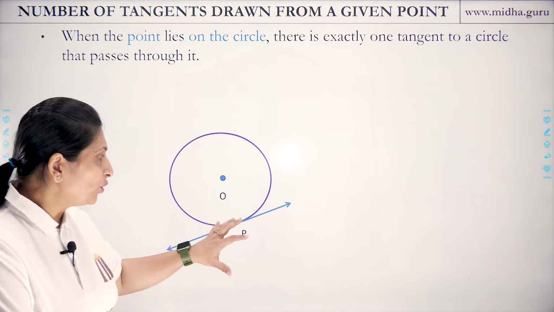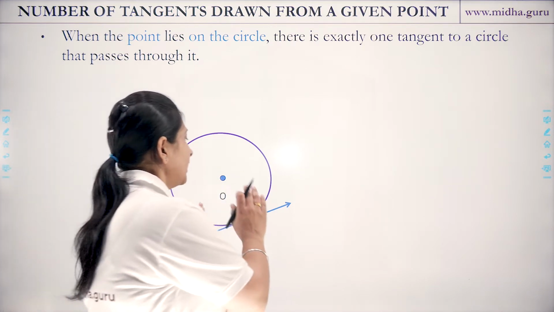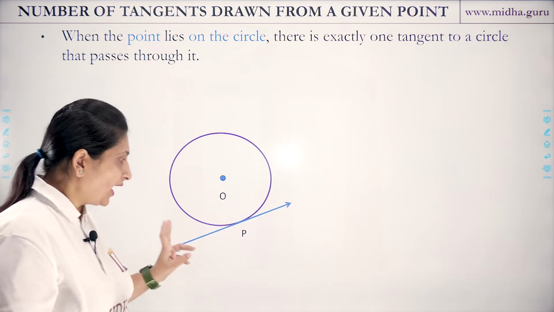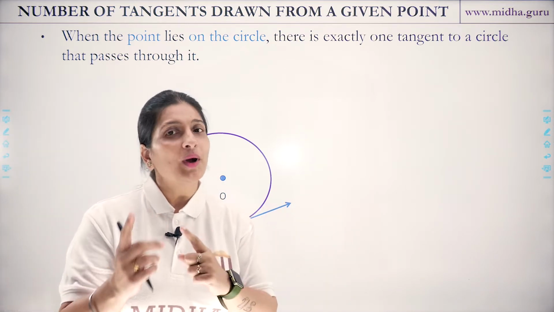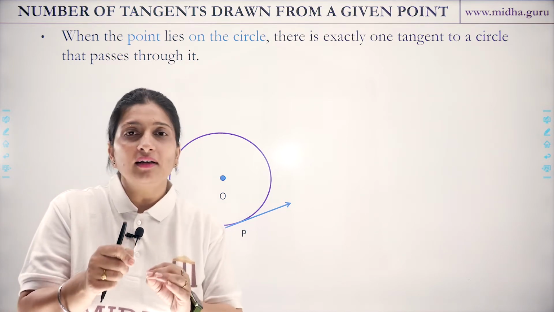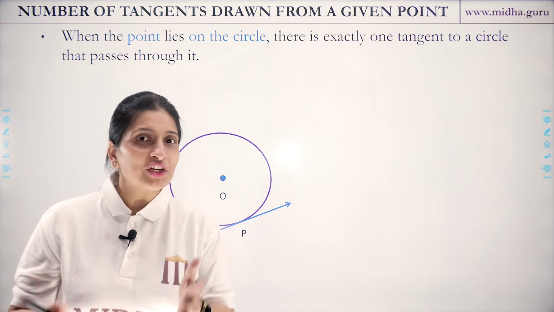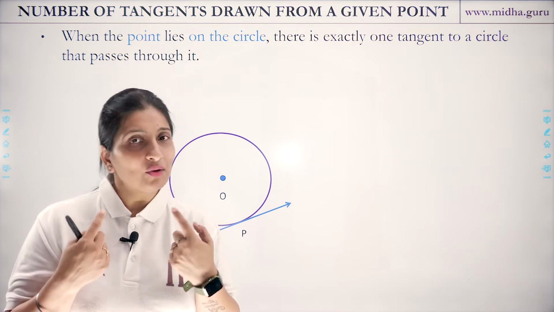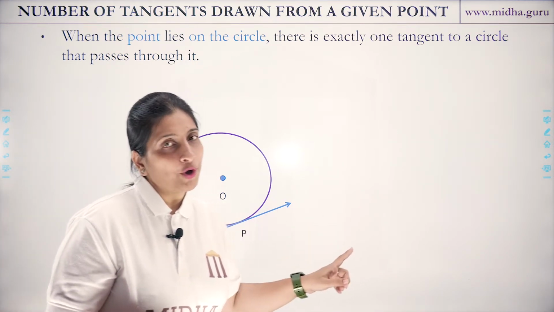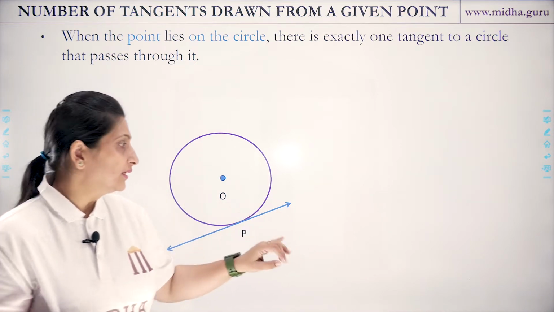Now we know that the common thing between a circle and a tangent is just one point, the point of tangency. Through any given point on the circle, the number of tangents which can be drawn is only 1. So we can just draw one line through the point which is given on the circle.